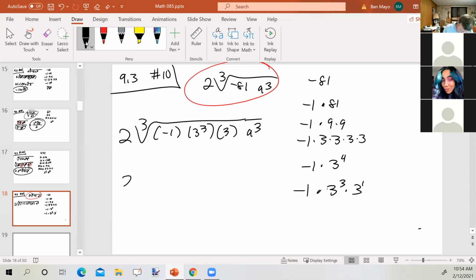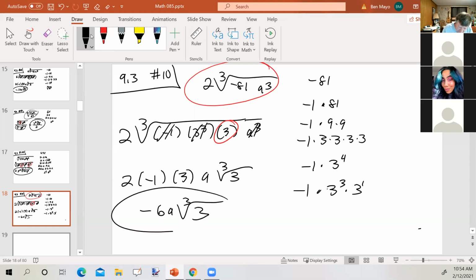So outside I've got a 2. What's the cube root of negative 1? We had that before. That's negative 1. What's the cube root of 3 cubed? That's 3. This is stuck inside. The cube root of a cubed is a. So what have I got left over? The cube root of 3 inside. So I've got negative 6a cube roots of 3. Any questions there? All right, our last one coming up.